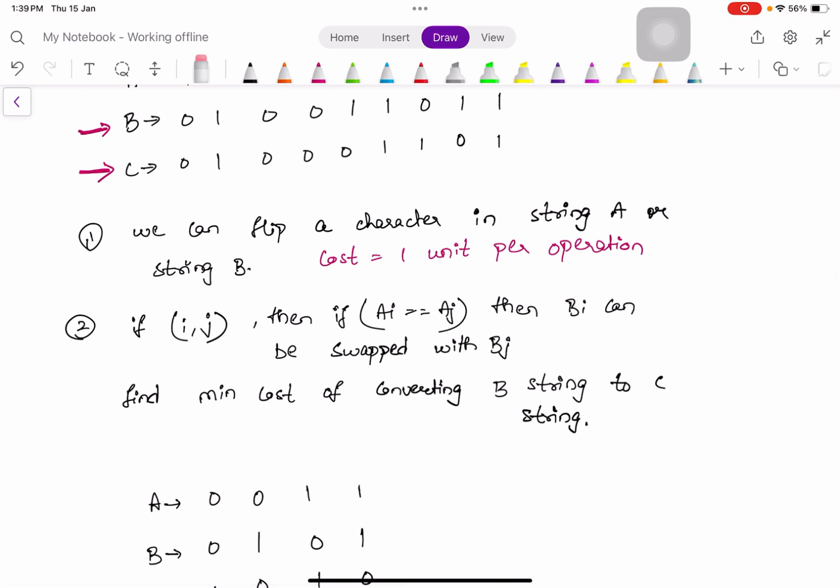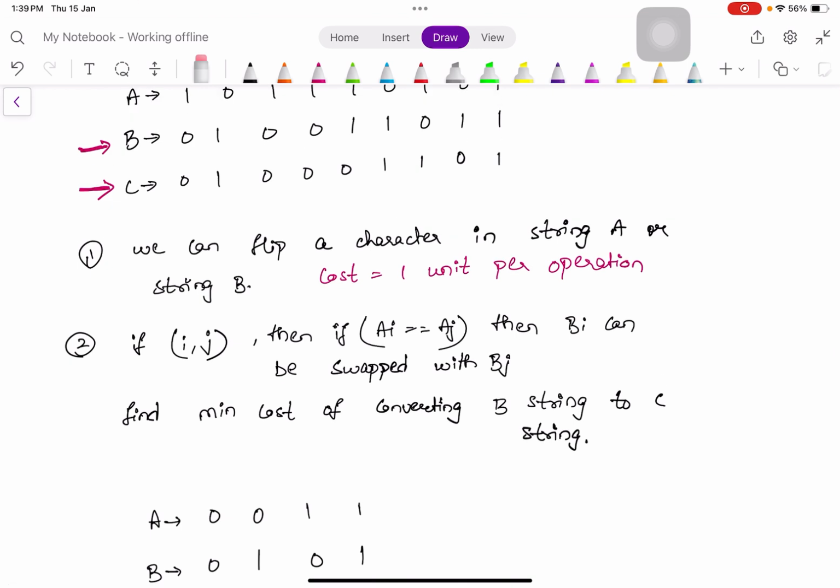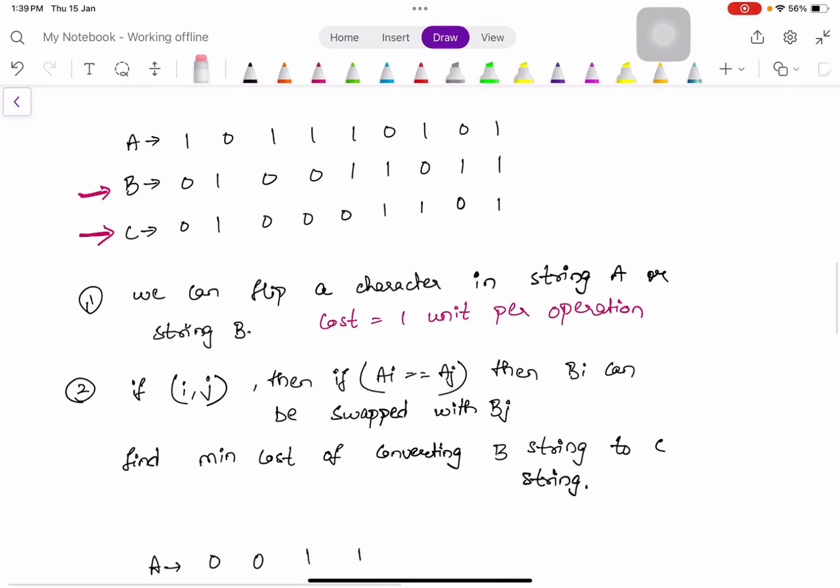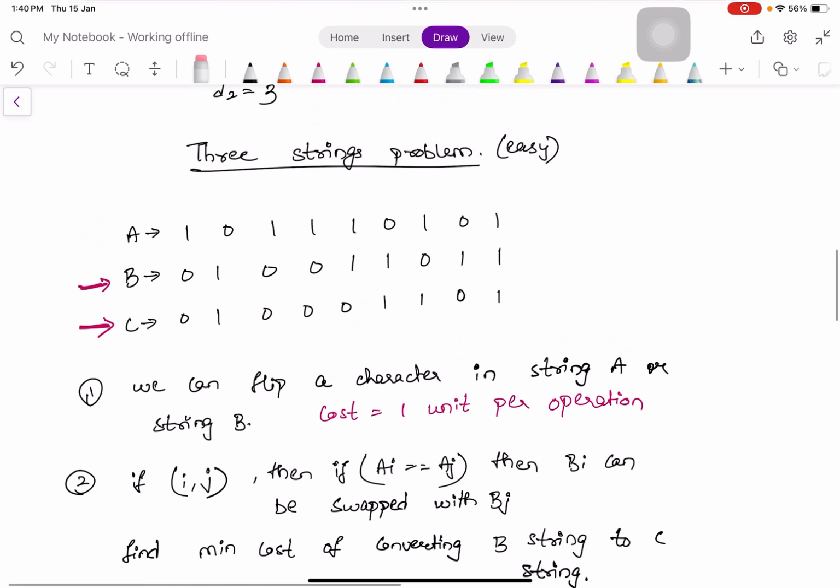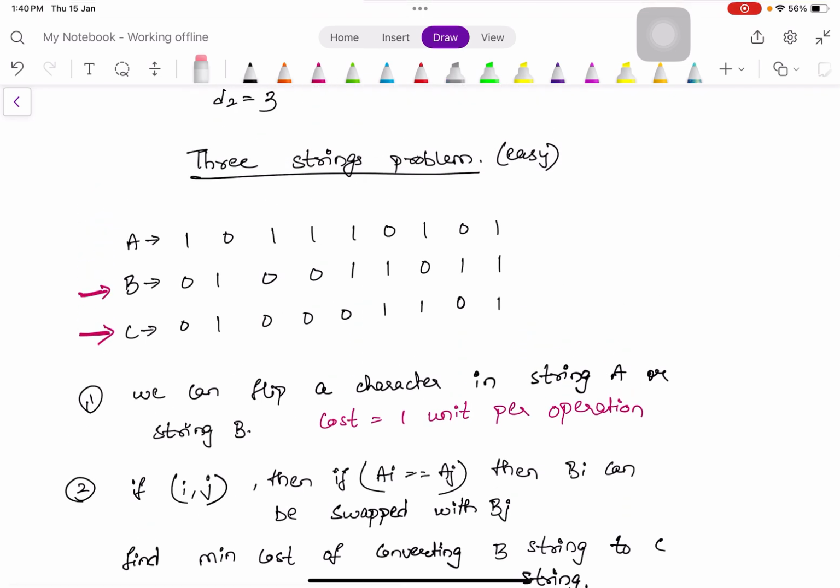Using these two operations, they are asking to find the minimum cost of converting B string equal to C string. Now here, this second type of operation does not have any cost. We can perform any swap operations we want. Now, using these two operations, how will we minimize is the question. So let's look at the input given to us first of all.